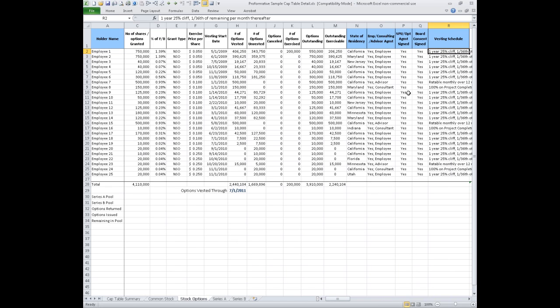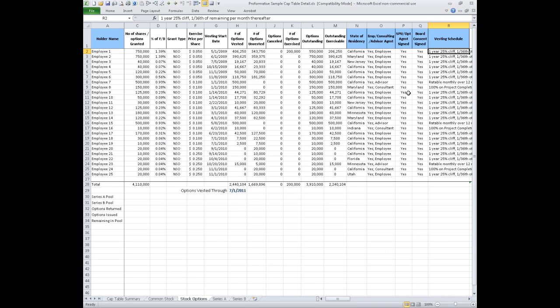Vesting schedule. Know what the schedule is. As I mentioned earlier, there are some very common vesting schedules. This one happens to be 1-year cliff, as we call it, which is to say nothing vests until the 1-year anniversary, then 25% vest on that anniversary, and then 1/36 of the remaining thereafter until 3 years are out.